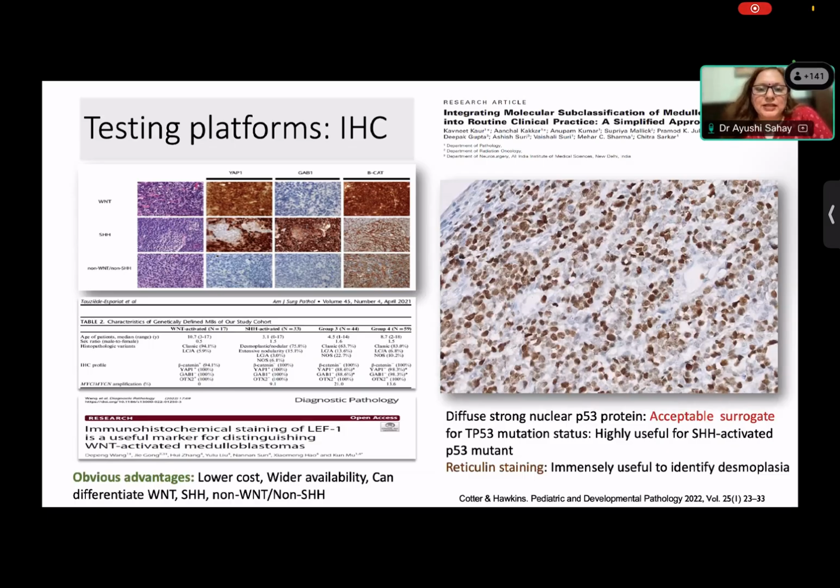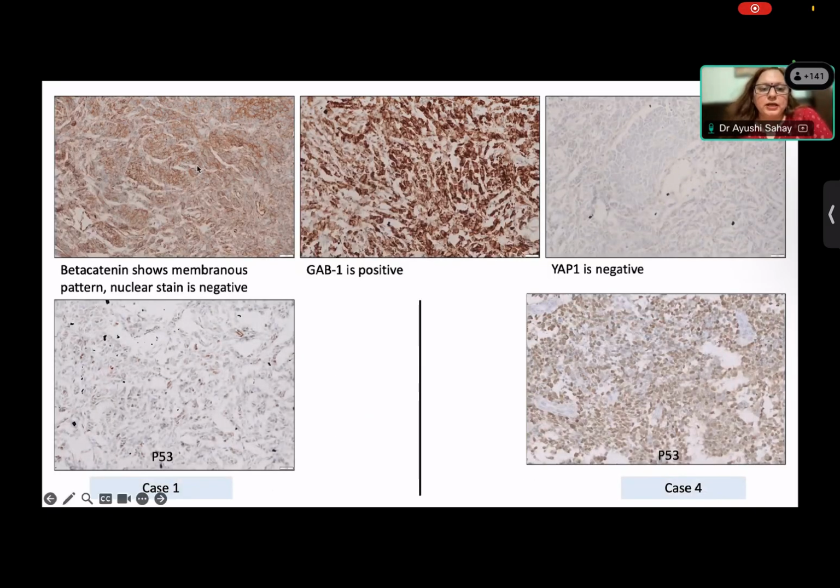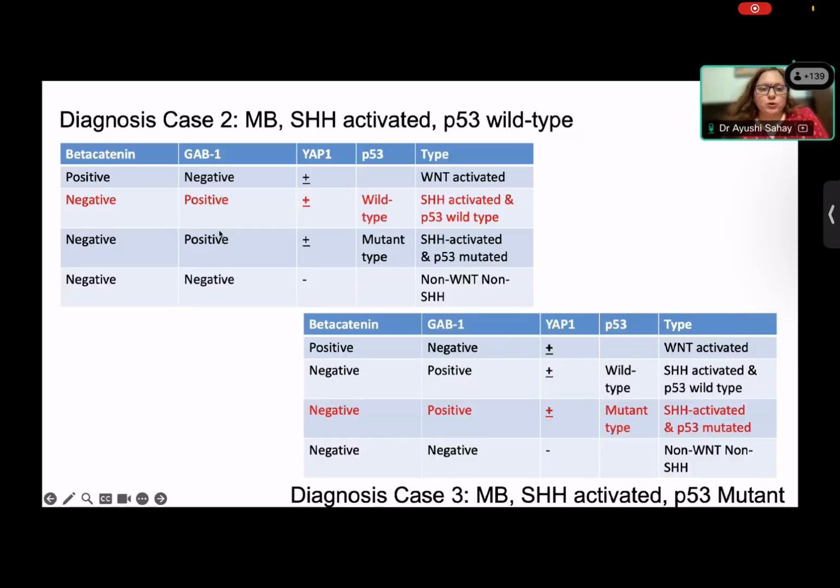And so in these two cases that we saw, beta-catenin was negative in the nuclei, GAB1 was positive, and YAP1 was negative. And in the first case, P53 was wild type, the dysplastic nodular case, while in this particular case, the P53 was diffusely strongly nuclear positive. So in the first case, if we put the GAB1, YAP, P53, and beta-catenin together, we can see that it was negative, positive, and YAP was negative, and P53 wild type. So though histologically we call it dysplastic nodular, if we put this panel, we can say it was an SHH activated P53 wild type.